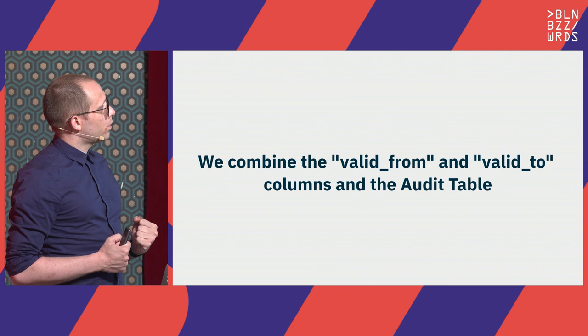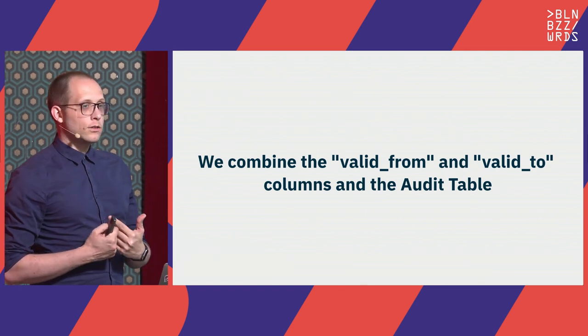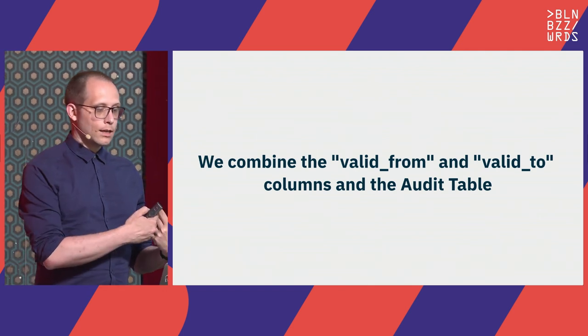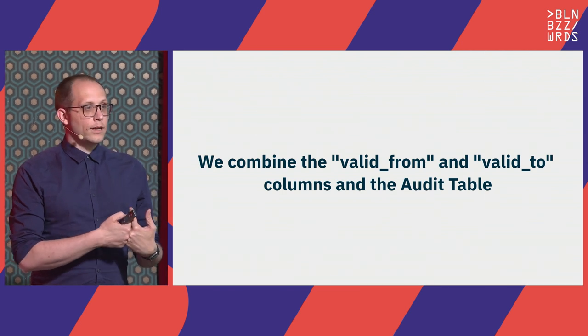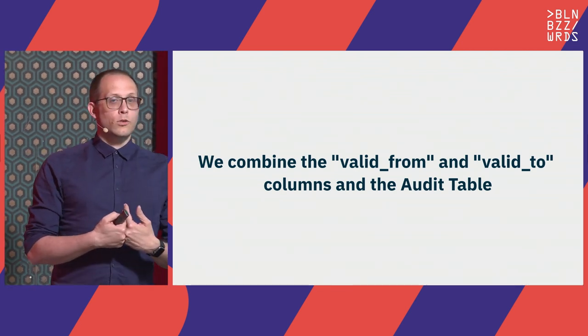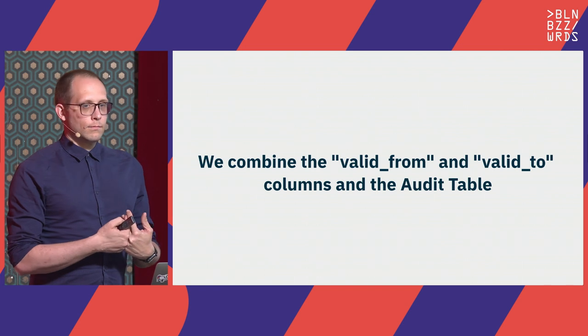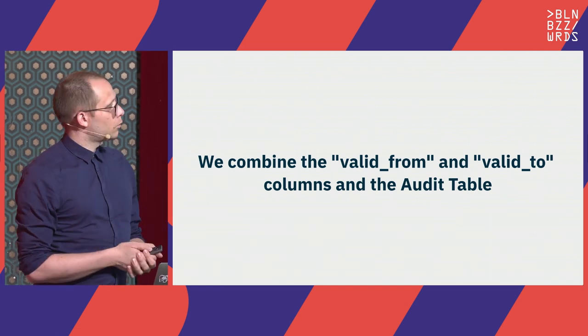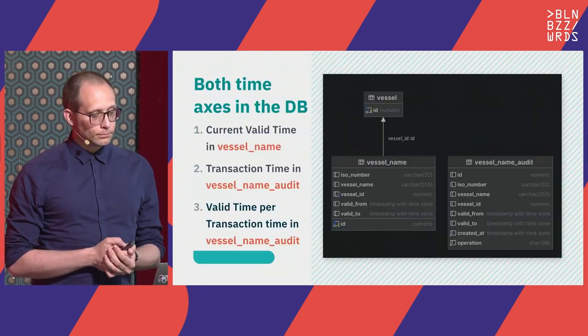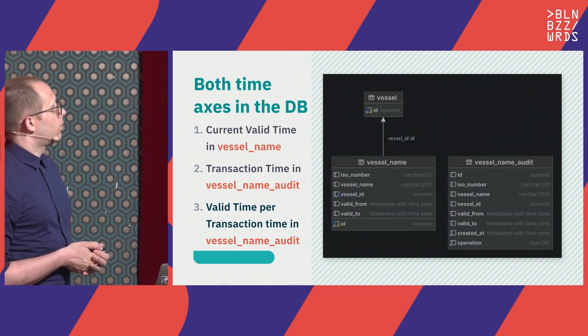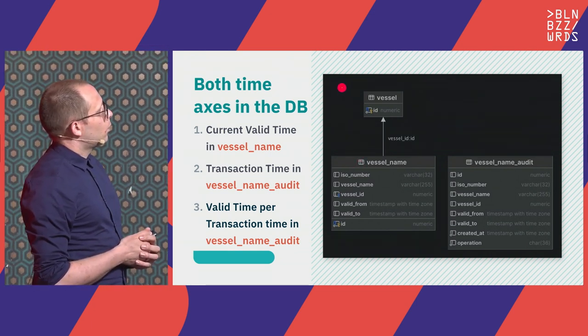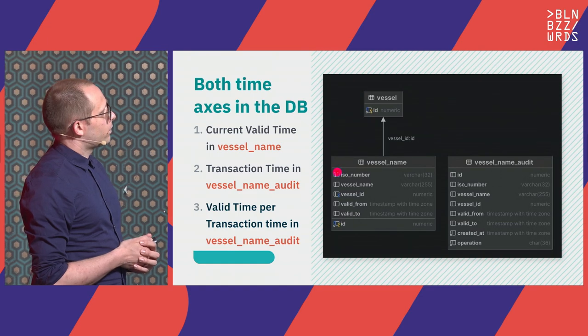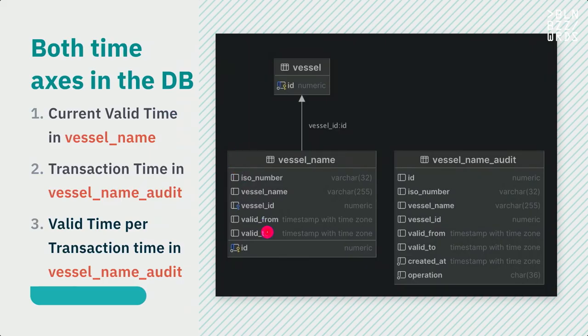So for example, we want to combine the valid from and valid to columns we have created in the first example and the audit table we created in the second example. I won't show the DDL scripts for that because it's just both combined, and it wouldn't fit the slide, I tried. But the ER diagram looks like this. We have our vessel table, we have the vessel name table with the relationship, which tracks the valid time, and our audit table now tracks valid from and valid to and created at and the operation.